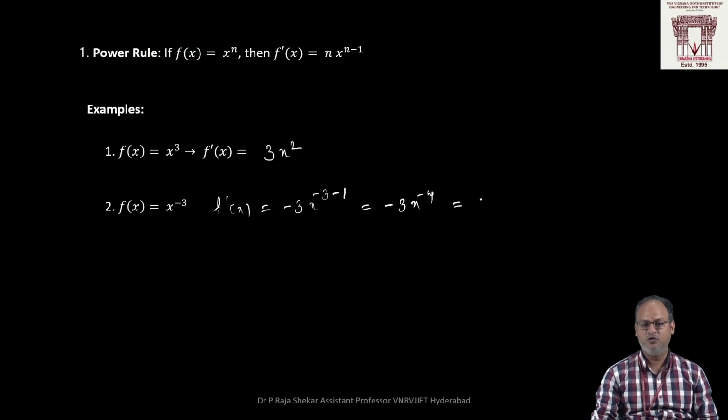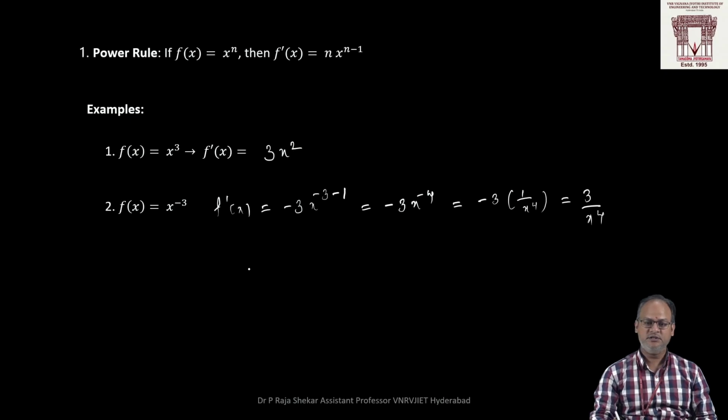Or equivalently, you may write it as minus 3 into 1 by x to the power 4, or this is minus 3 divided by x to the power 4. So this works the same as for positive integers. Whether n is a positive integer or a negative integer, it remains the same. In the previous example, x cube, it is 3 into x to the power 3 minus 1. Now it is minus 3 into x to the power minus 3 minus 1, so it becomes x to the power minus 4, that is, minus 3 by x to the power 4.